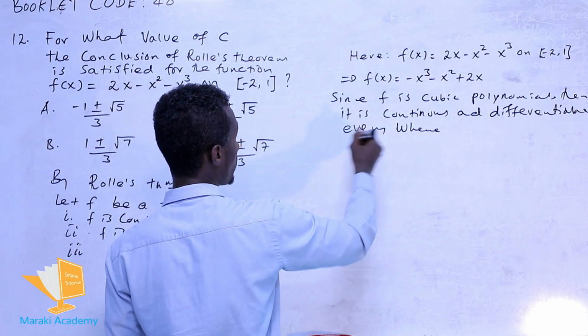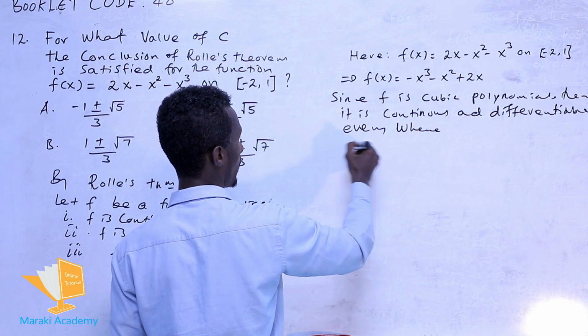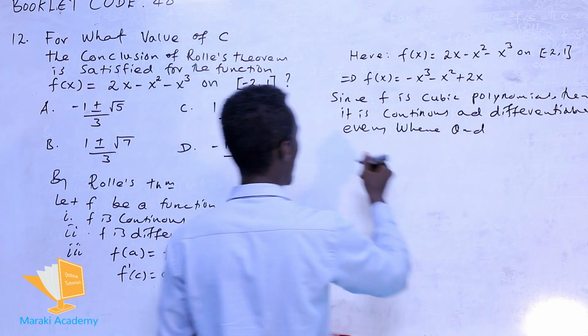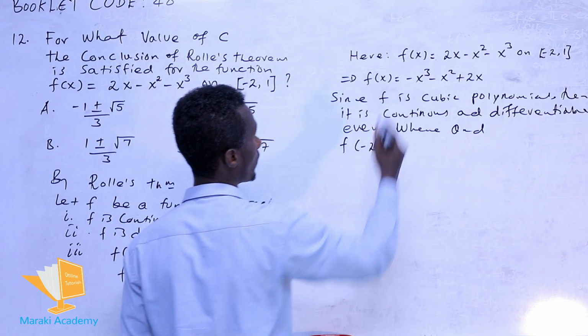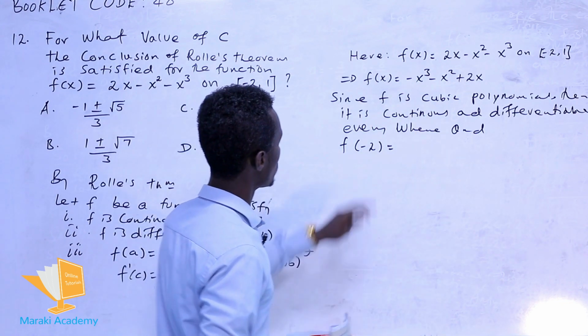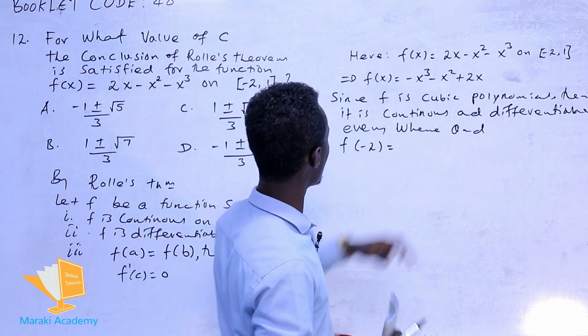Now we need to check this, and we must check f at point minus 2. And what are the values? When you substitute minus 2 on the value of x, this becomes what?